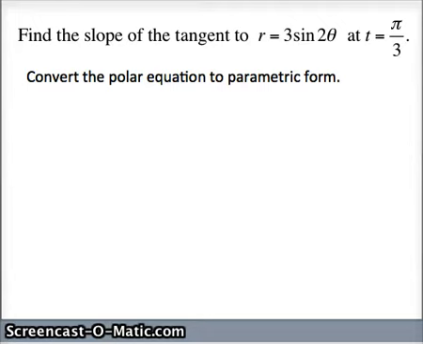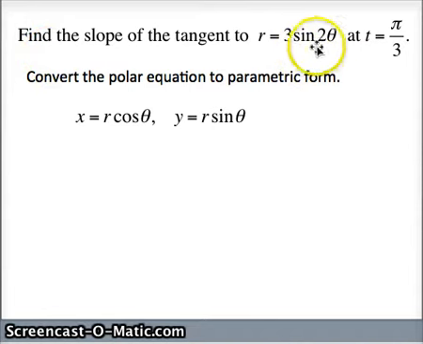How do we convert a polar equation into a parametric one? What's our strategy? What are the techniques that we need to do that? Well, we remember from our triangle that x is r cos theta and y is r sine theta. So you can see we know what r is. r is 3 sine 2 theta. Replacing that r with 3 sine 2 theta will be a way for us to express x and y in parametric form using theta as the variable. But we want to use t. So let's go through the process of using t to express this in parametric form.